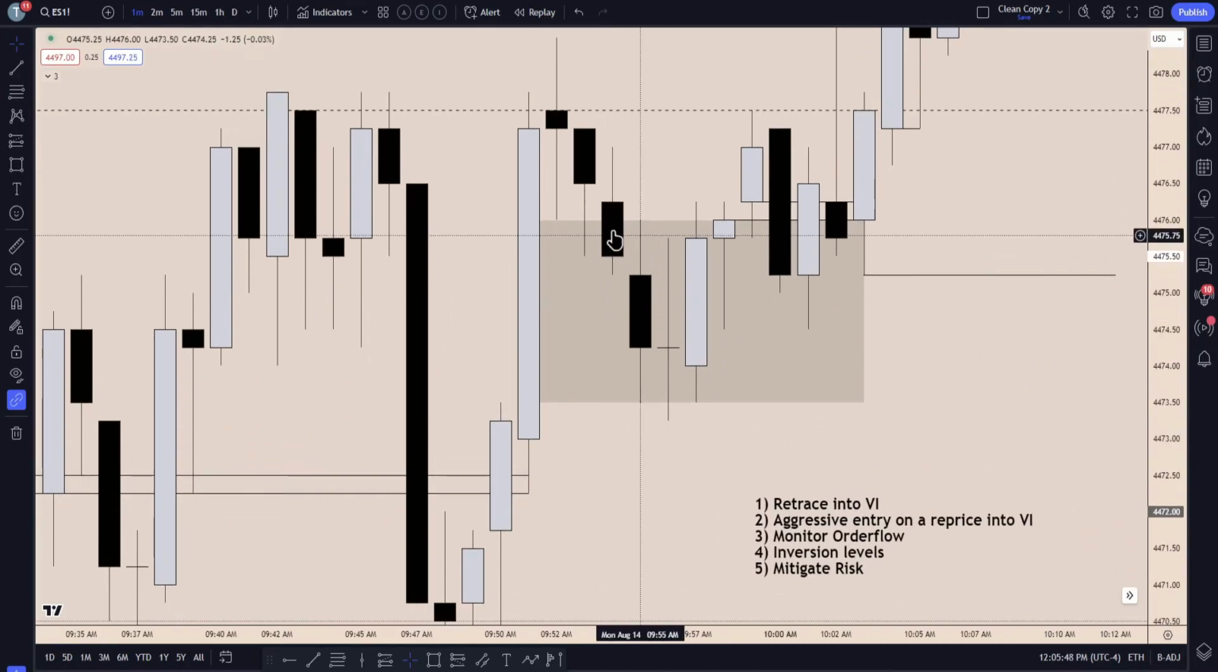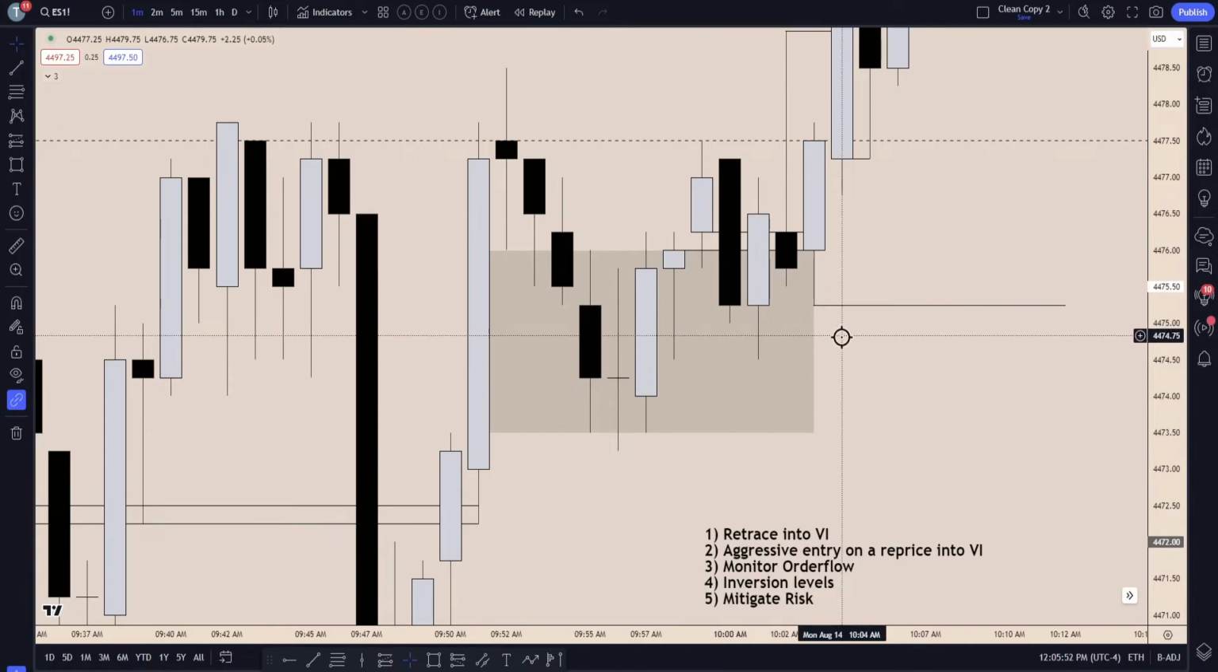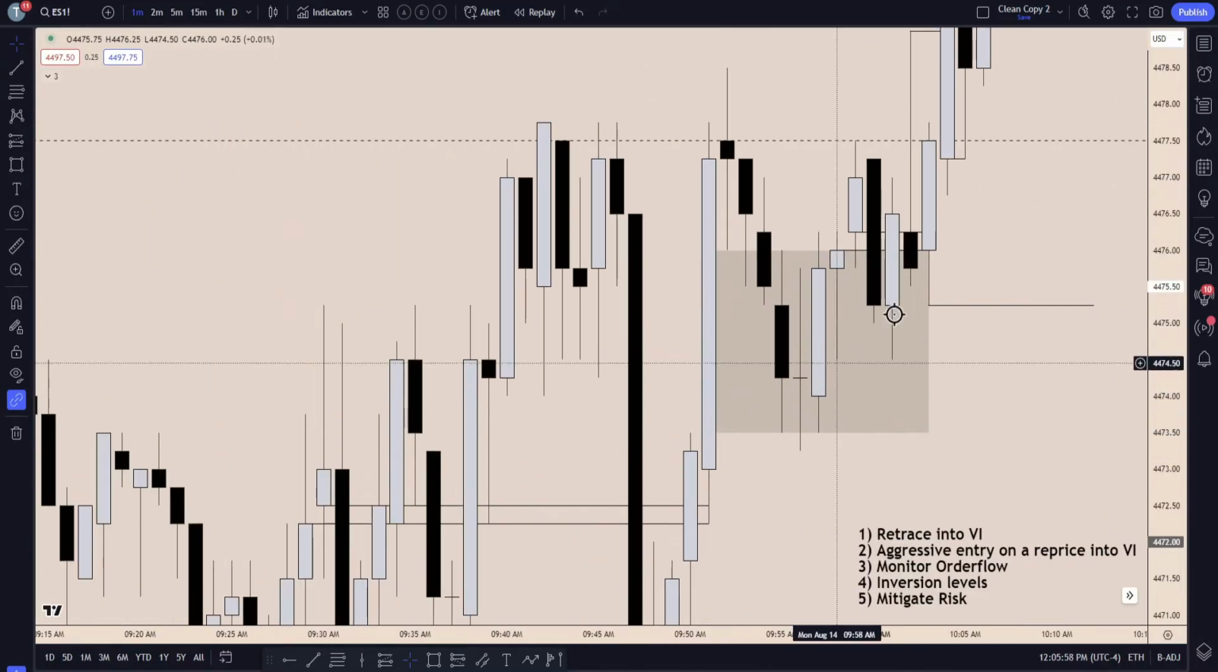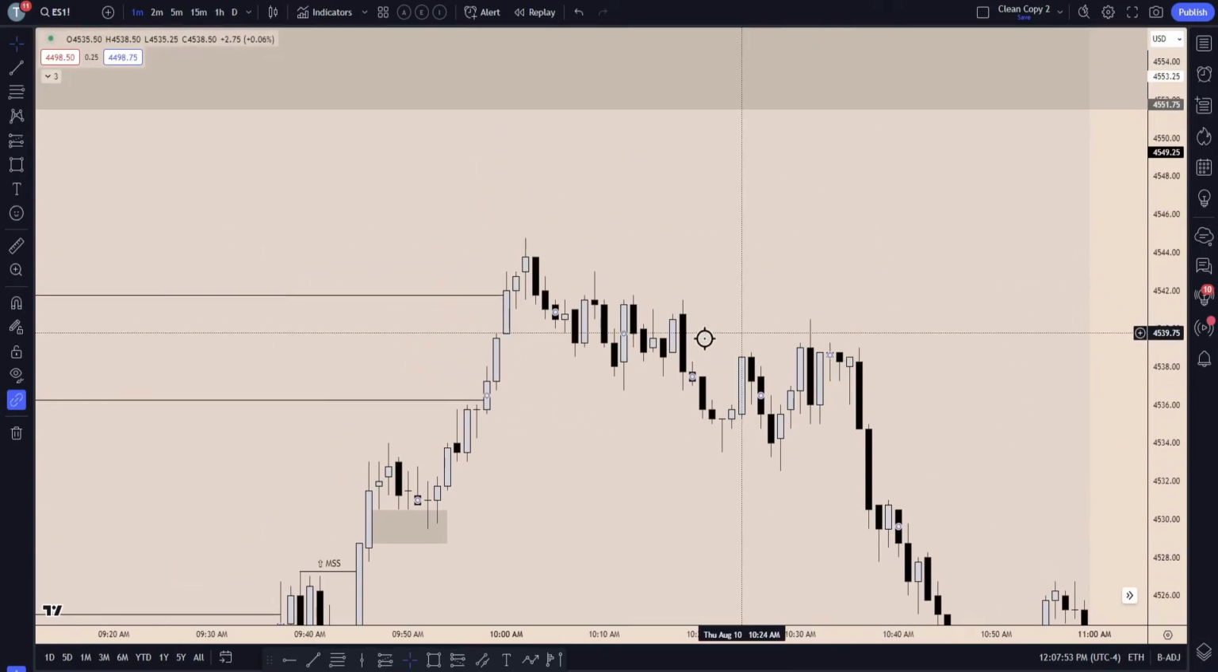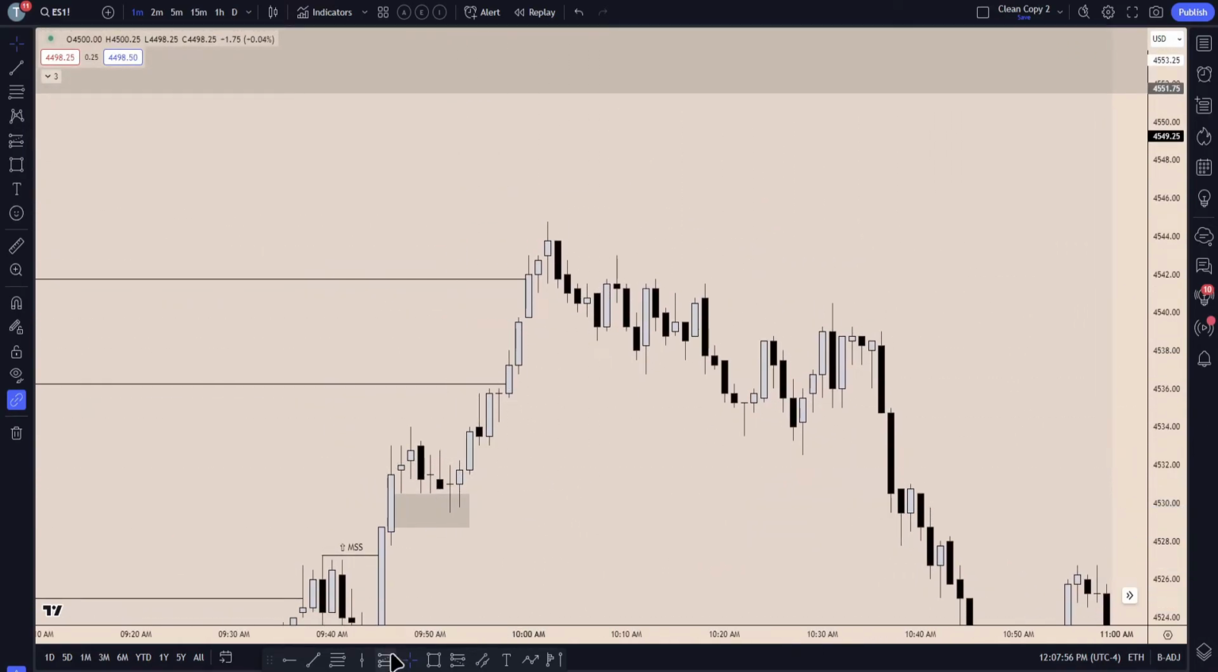In this instance, obviously though, this candle doesn't close underneath. So we still trust and really respect this fair value gap. Once we get back to the inversion, we continue to run, and that played out well. So here's another example of just how I can use it to mitigate risk.